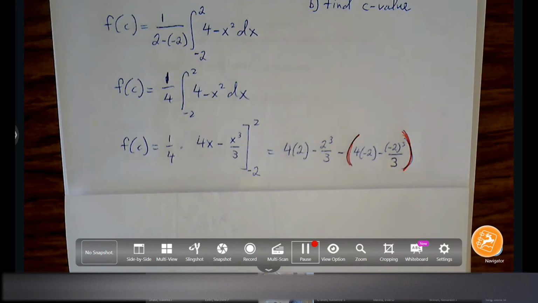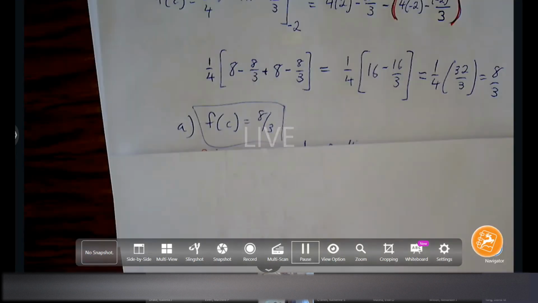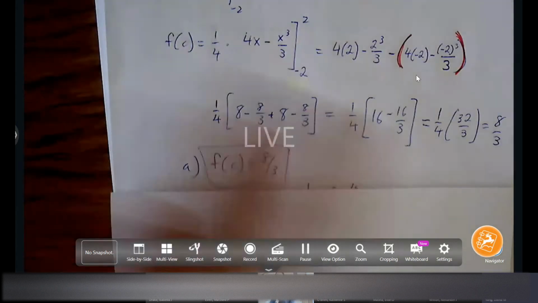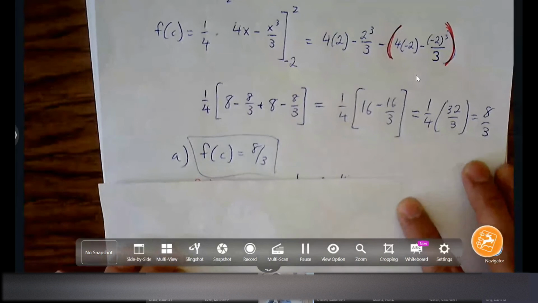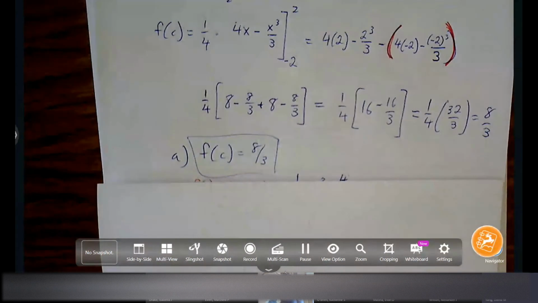Okay. My area, I cleaned it up down to 32/3. Then I multiply by 1/4. And then I got to my average height. So let me scoot this down a bit more. All right, so that's part A. That's my average height.